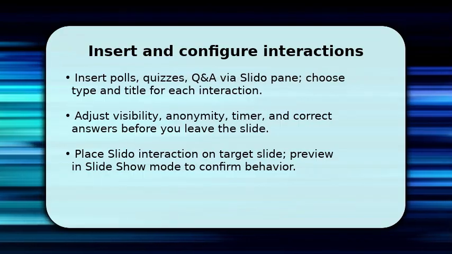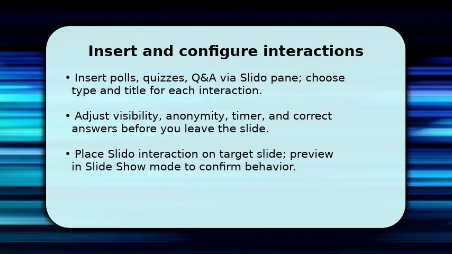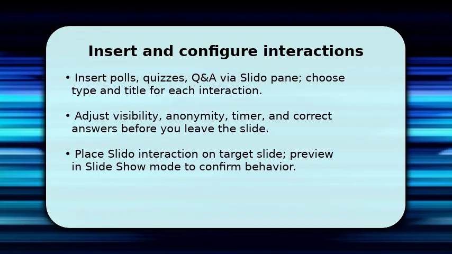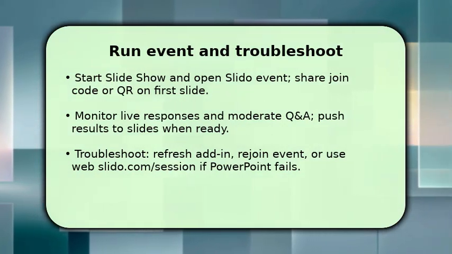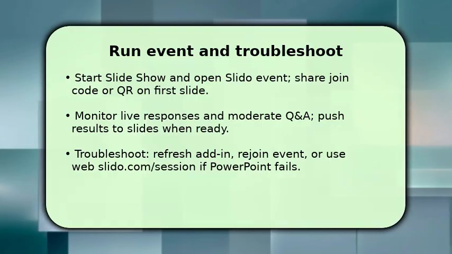If you need branching, create separate polls and label them. This keeps transitions predictable and prevents lost audience engagement. When presenting, start slideshow and open the linked Sli.do event. Show the join code or QR on the first slide so attendees connect quickly.